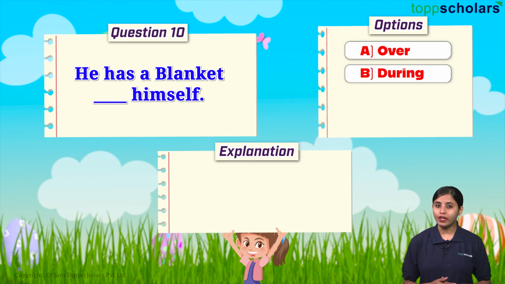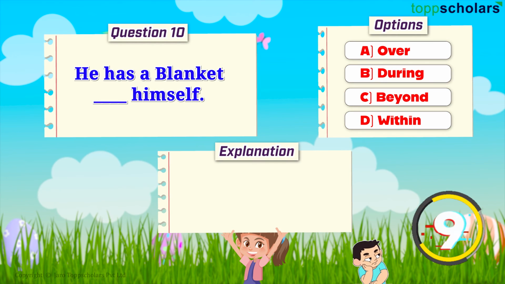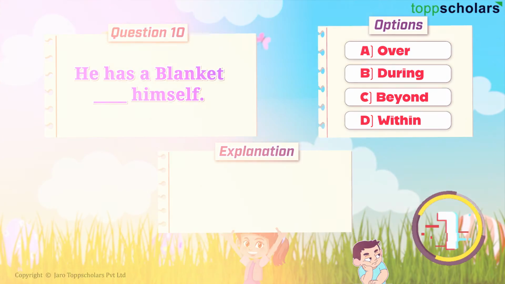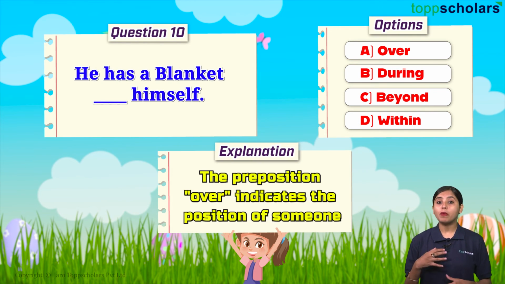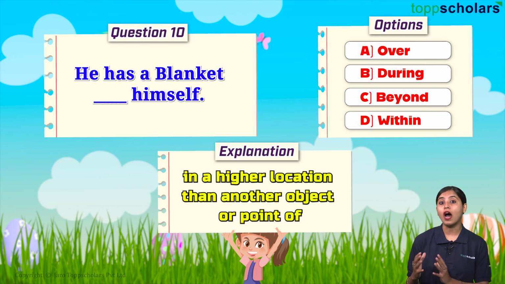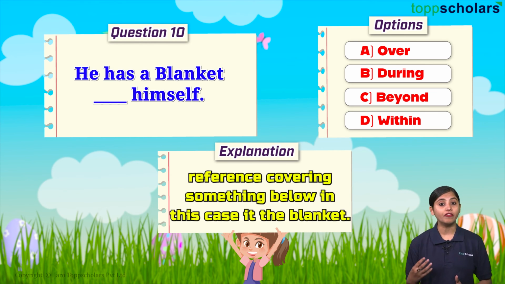Over, during, beyond, within. Answer: over. The preposition over indicates the position of someone in a higher location than another object or point of reference, covering something below. In this case, it is the blanket.